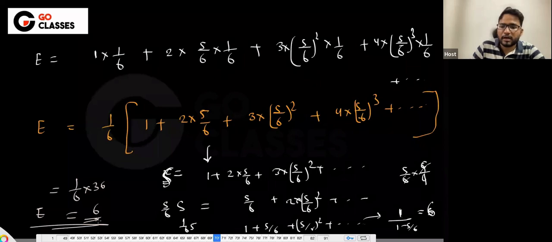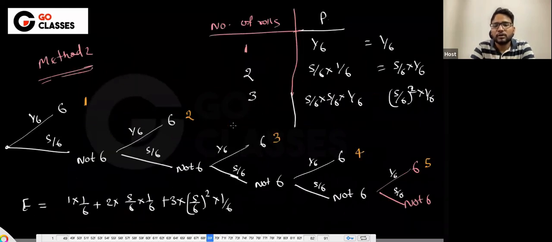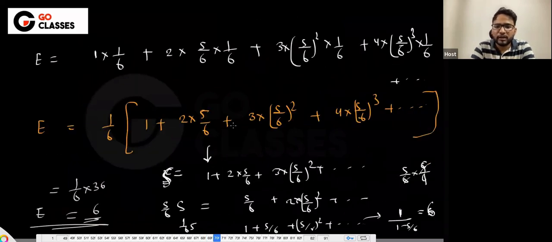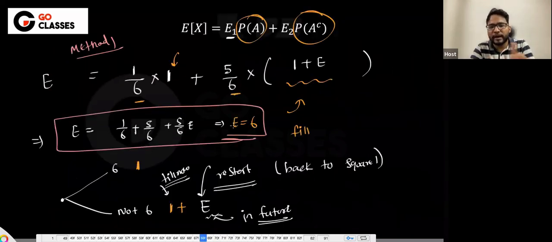See here, earlier also you got 6 as the answer, and here also you are getting a 6 answer. So the calculation is not important, you can do it later. Basically what I want to tell you is that you can grow this tree to infinite levels, or you can cleverly stop at one level.